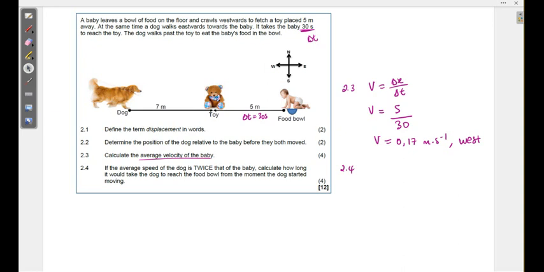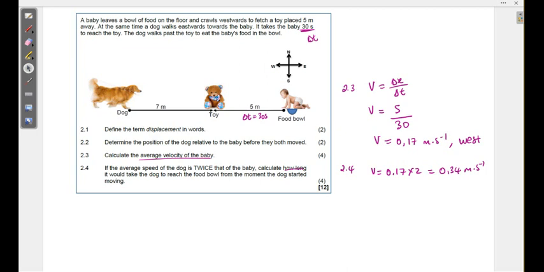2.4. If the average speed of the dog is twice that of the baby, calculate how long it will take the dog to reach the food bowl from the moment the dog started moving. So now the speed of the dog is actually twice that of the baby, right? So therefore we know that the velocity for the dog is 0.17 multiplied by 2. It gives you 0.34 meters per second.